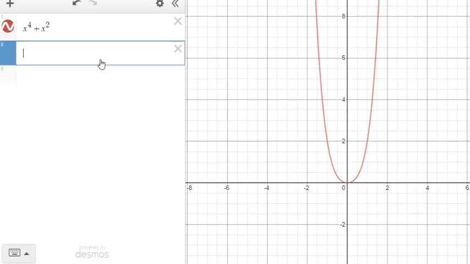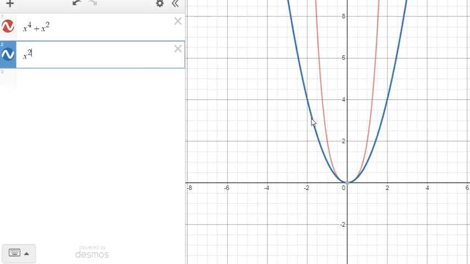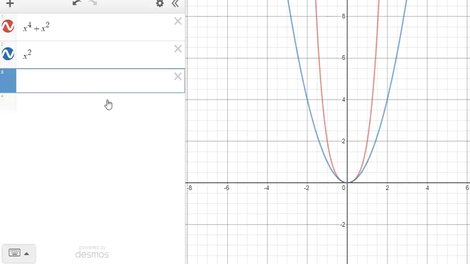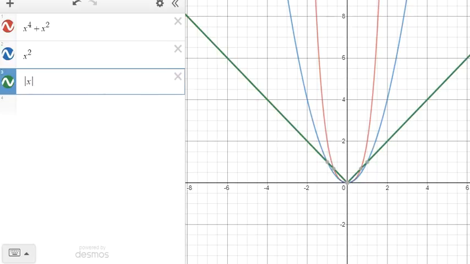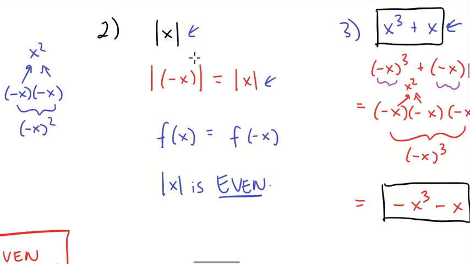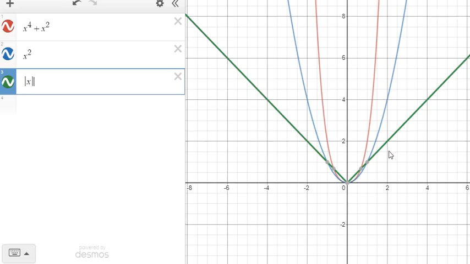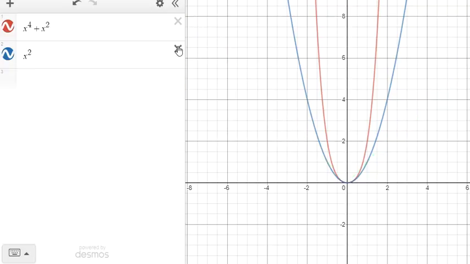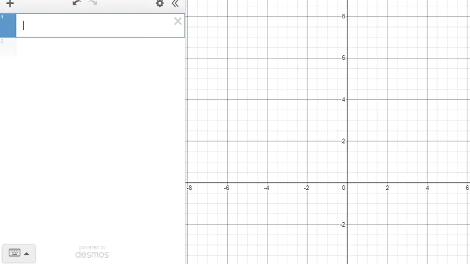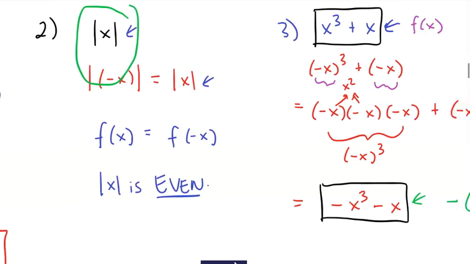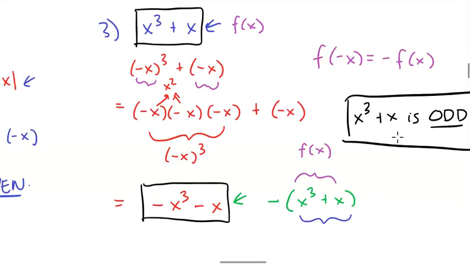Other functions that look like this include x squared. Again, you can see x squared is the same on both sides of the y-axis. And also the absolute value of x, which was another example that we had right here. So any function that looks the same on both the positive x and negative x sides of the graph is going to be an even function. Now let's look at some other examples that we did. Another example we did was x cubed plus x, and we proved that this is odd.